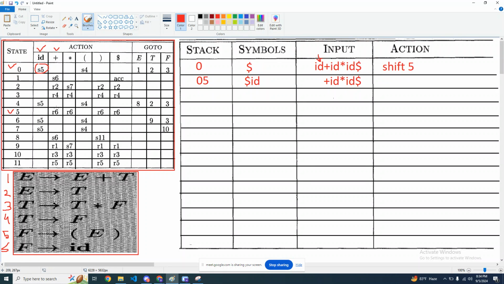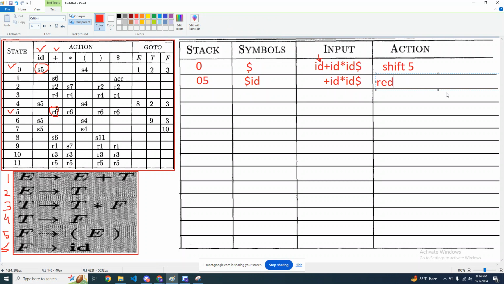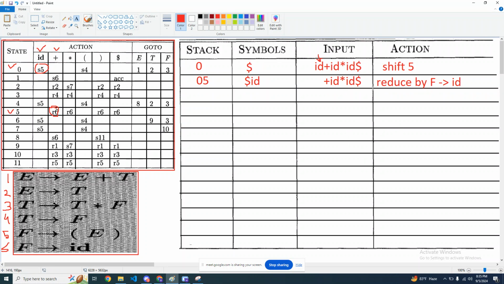So our operation is reduction, R6. So we need to say our action is reduce by rule 6. But what is rule 6? Rule 6 is basically F produces ID. So reduce by F produces ID. Okay. So this is our action. For the next step, our action is reduce by F produces ID.